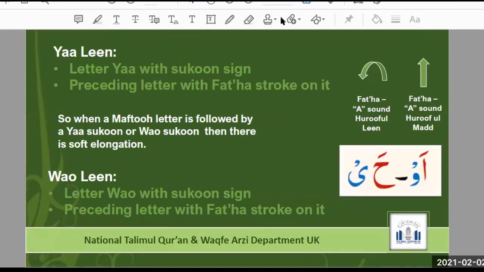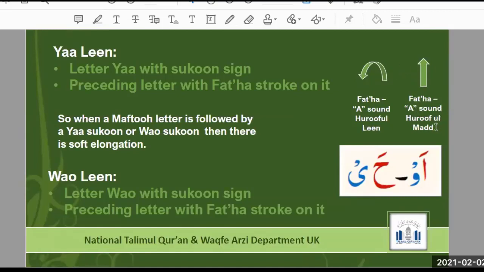So as we can see in this example, ya leen, a letter ya with a sukoon sign, and the preceding letter with a fatha stroke on it. If we look at that example, there's a ya that we can see with a sukoon and we can see a ha with the fatha. So that would be pronounced hay, is that right? Hay? Yeah.